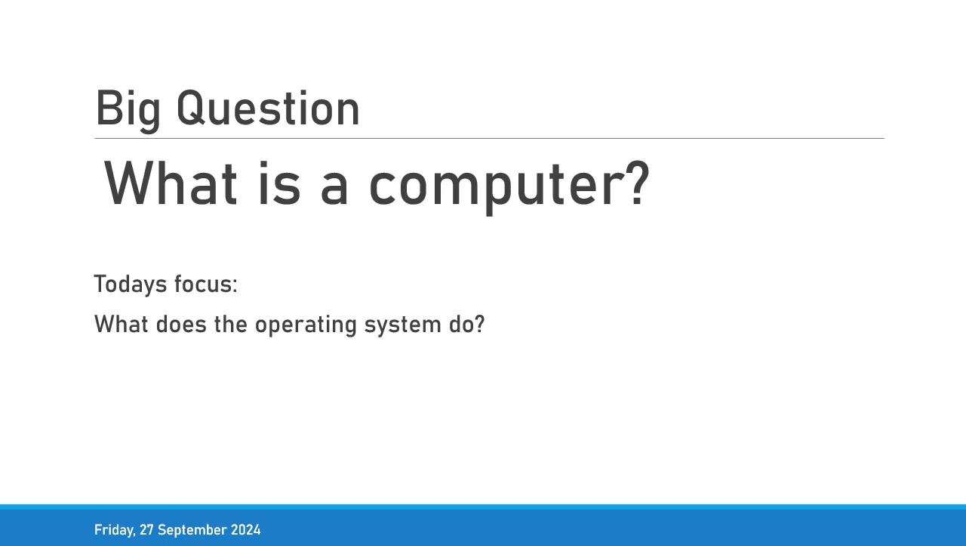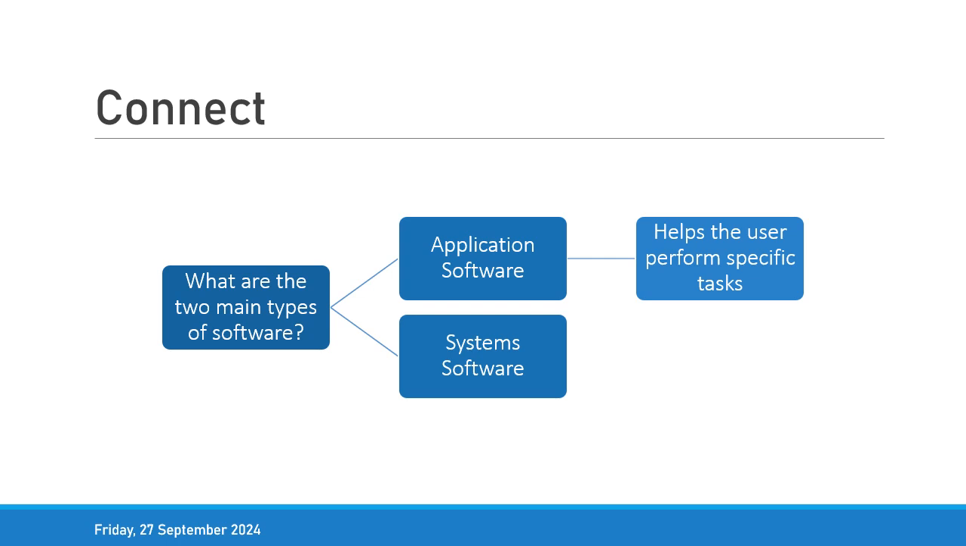Hi Year 7, so let's quickly remind ourselves of what we've learned back in Year 7 connecting to this lesson. We discovered there are two main types of software. There's application software and there's system software. And we learned that application software is just there to help us perform specific tasks like writing documents or browsing the internet. While system software, which includes the operating systems and utility software, helps to run and maintain our computers. Today we're going to dig a little deeper into system software by answering the big question, what does the operating system do?